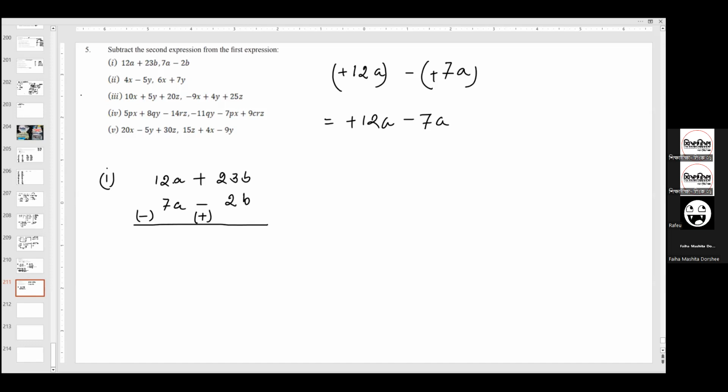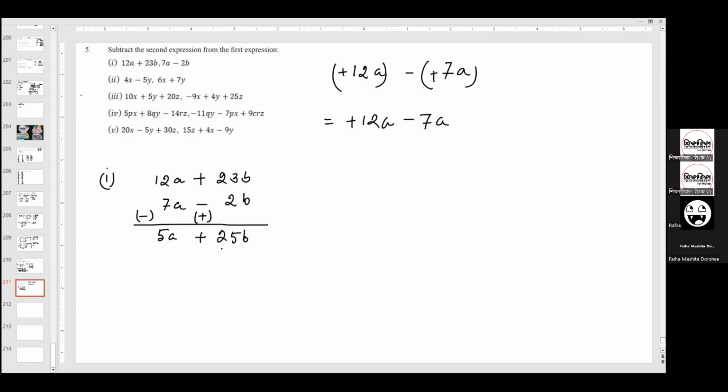as 12a is positive and 7a is negative, so we have to subtract them. We can deduct one from the other, so we write down 5a, and since the greater one is positive, the sign will be positive, right? And in this case both are positive, so 23 and 2b, we can add them since they are like terms, so we can write down 25b. And since both of them are positive, after changing the sign, this sign will be considered their permanent sign. So this is going to be 5a plus 25b. বুঝতে পারছি?